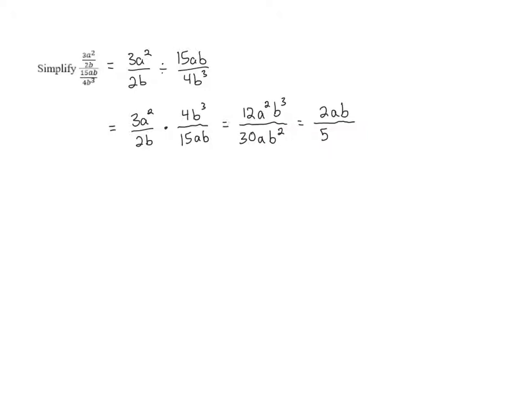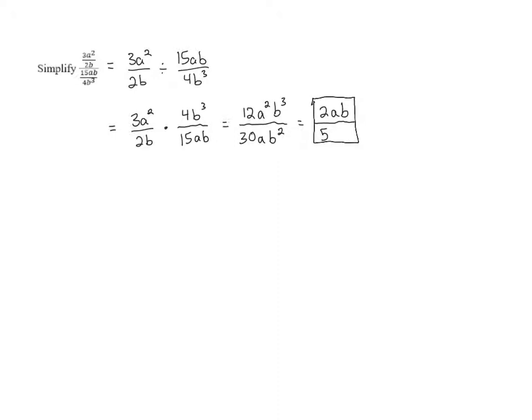For the a's, this a is actually a to the first. So a squared over a to the first, we subtract the exponents, and 2 minus 1 is 1. So we're left with that a to the first. And the same thing happens with the b's. We subtract the exponents. 3 minus 2 is 1, and b to the first is just b. Either way, we end up with our answer of 2ab over 5.